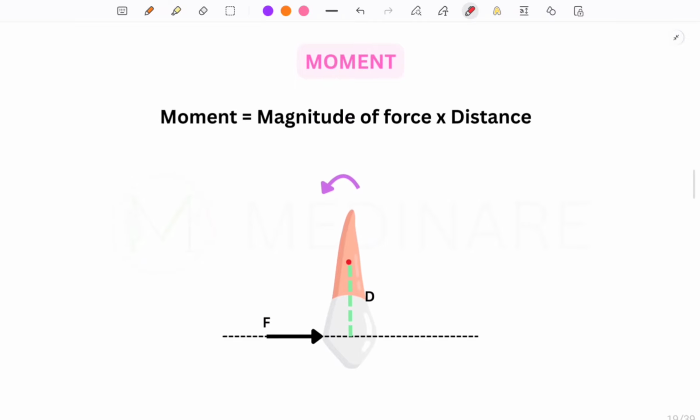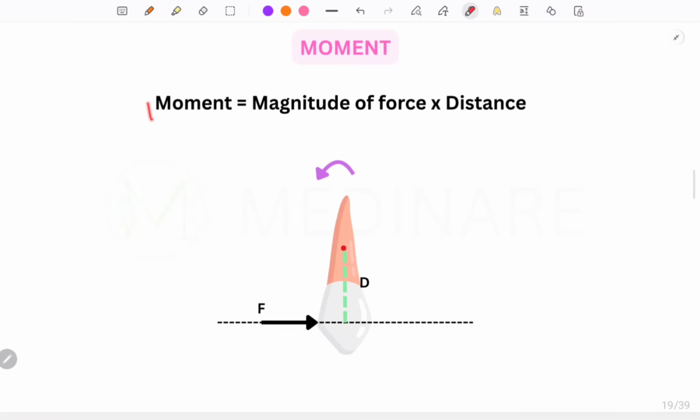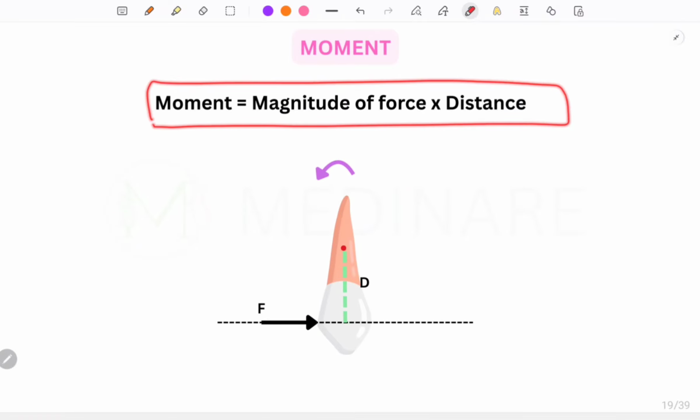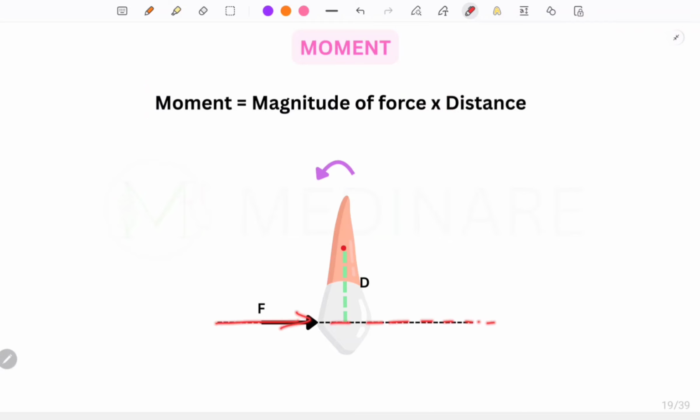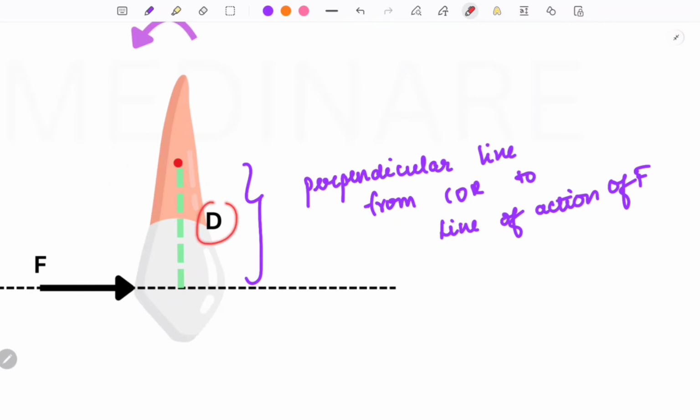So how should we calculate the moment? Basic physics again. Moment is equal to magnitude of force times distance. What does the distance refer to? The dotted line here refers to the line of action of force. This distance refers to the distance from the center of resistance to the line of action of force. It is derived by drawing a perpendicular line from the center of resistance to the line of action of force.